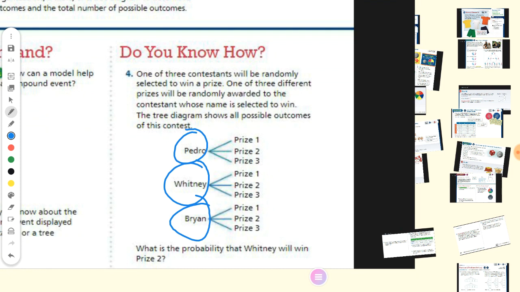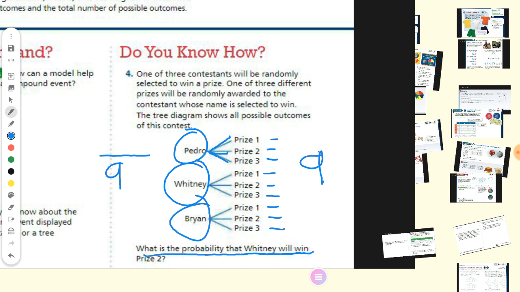Each one of them has the probability to win prize 1 or prize 2 or prize 3. Okay? And so on. So all possible outcomes are 1, 2, 3, 4, 5, 6, 7, 8, 9. It's 9 possible outcomes, so the denominator will be 9. What is the probability that Whitney will win prize 2? It's 1 over 9, so the probability equals 1 over 9.